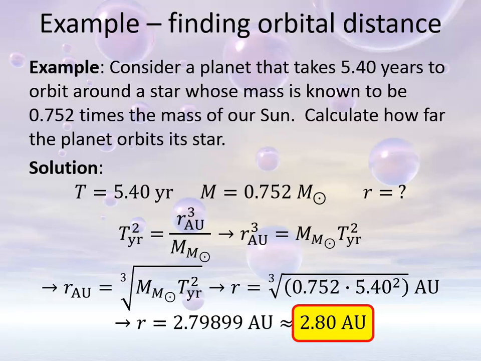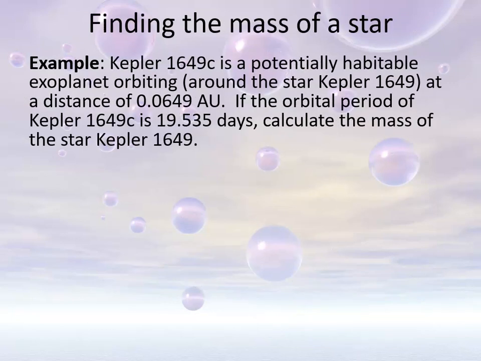How about something that's kind of useful? In this example, we're asked to find the mass of a star. So there's a planet called Kepler 1649c. It's actually a potentially habitable extrasolar planet orbiting around the star Kepler 1649 at a distance of 0.0649 AUs. This is actually a real planet that scientists have found and confirmed in around April of 2020. So if the orbital period of this planet is 19.535 days, calculate the mass of the star.